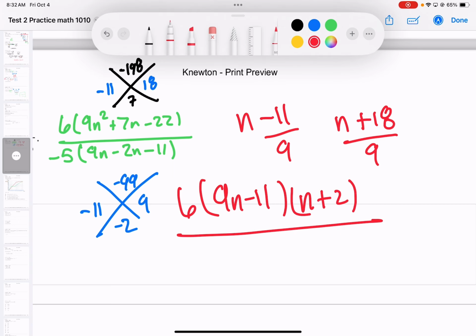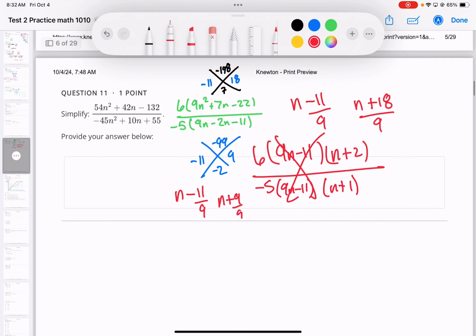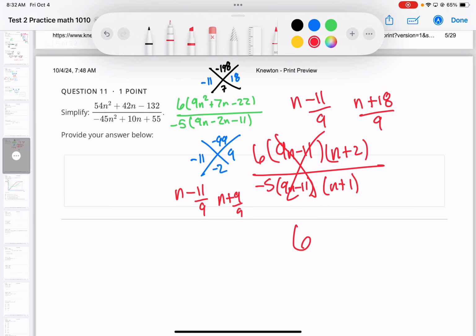Okay, then with this one down here, I've got 9n minus 11. Guys, I'm trying to go too fast and I'm making mistakes. So make sure you just slow down, right? So I got negative 5 and then 9n minus 11, and then n plus 9 divided by 9, n plus 1. There we go. I think I probably could have done it afterwards, but this is better practice.